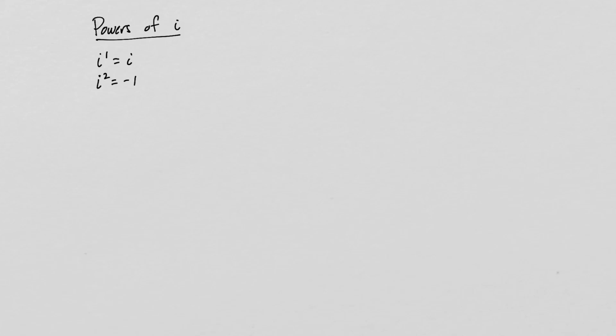We already know that i to the first power is i, and we know i to the second power is negative 1. The question is, what is i to the third power? Well, it turns out that i to the third power is negative i. Now, I'll show you why.